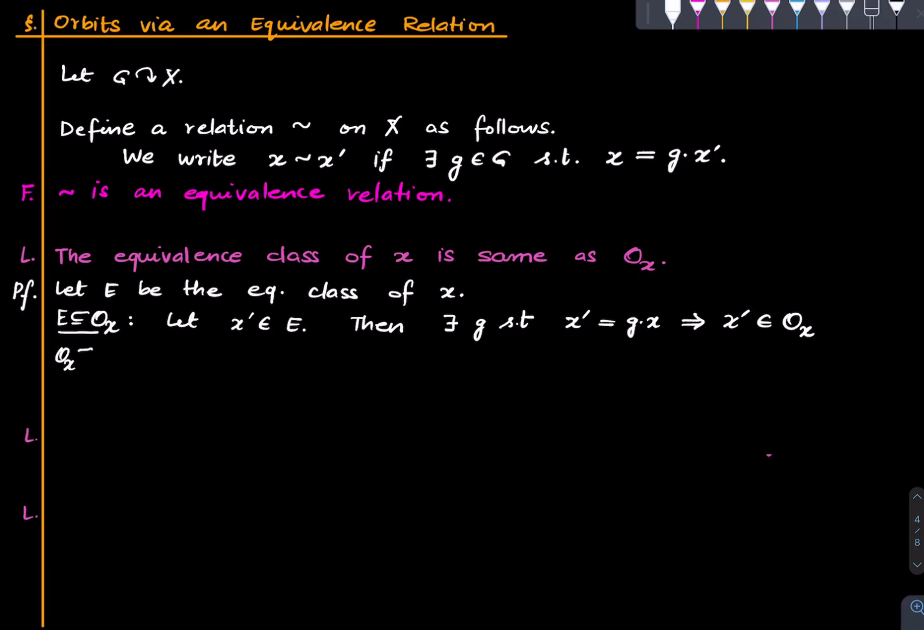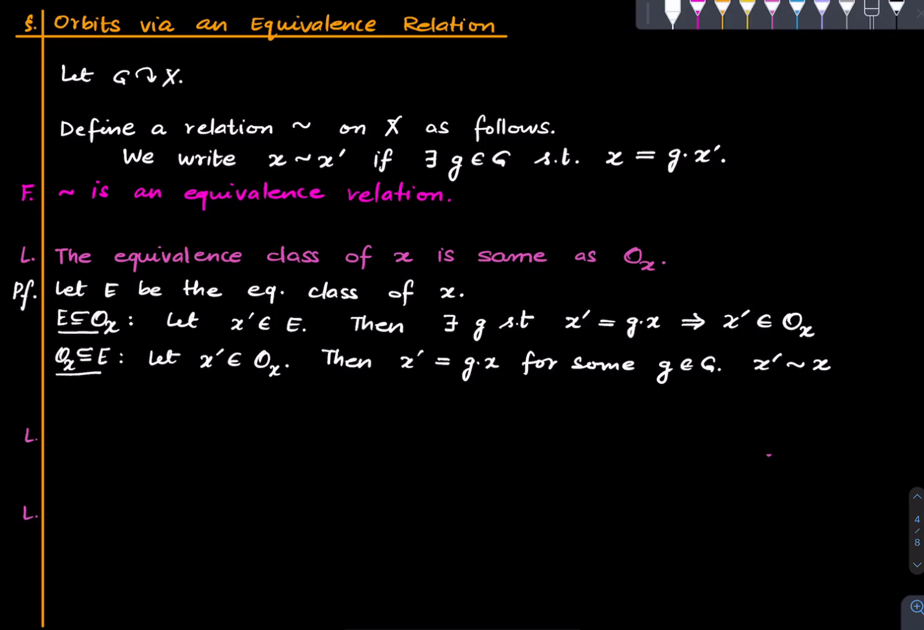For the reverse containment, let x prime be arbitrarily chosen in the orbit of x. Then by definition of the orbit, x prime equals g dot x for some g. Here also I should have written for some g, but I forgot about it. And this immediately implies x prime is related to x by definition, which implies x prime lies in the equivalence class of x. And that's it. That's the proof because we have shown both containments. Here we started with an arbitrary element of the orbit and ended up showing that it lies in the equivalence class. So that's the proof of this lemma.